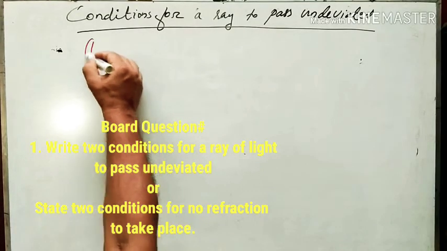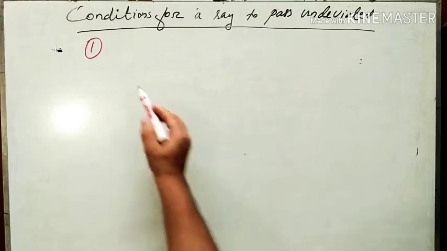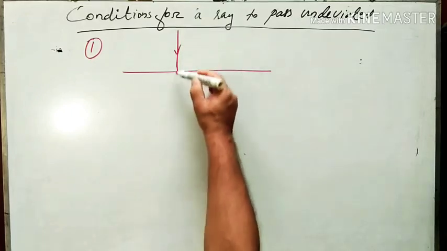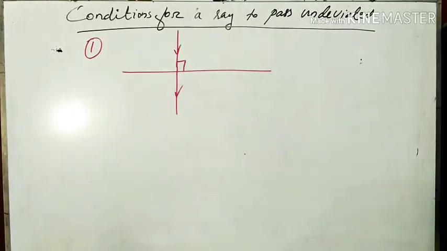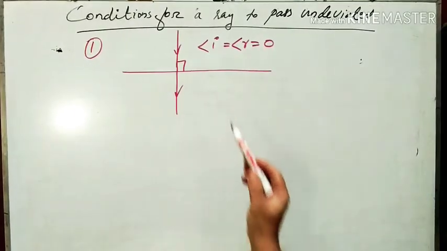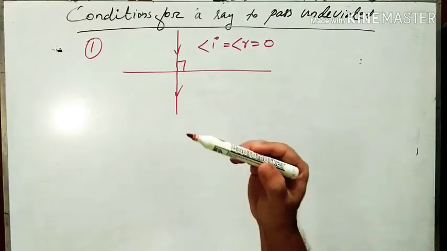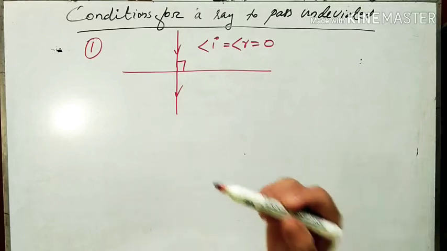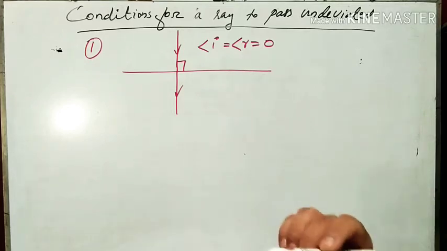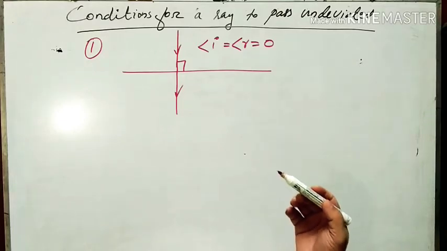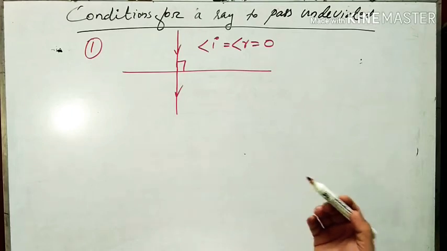The first condition for the ray to pass undeviated: we have studied that when a ray of light falls on a medium at normal incidence, it passes undeviated. For normal incidence, I can write angle of incidence is equal to angle of refraction is equal to 0. So when the angle of incidence is 0 for normal incidence, the ray of light passes undeviated. Although refraction is taking place, we say that the ray of light passes undeviated. We have discussed this case in the topic of relevance of Snell's law for normal incidence. If you haven't watched the video, please watch the backup videos.